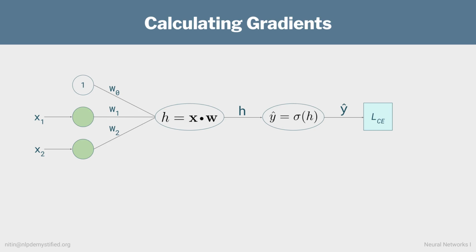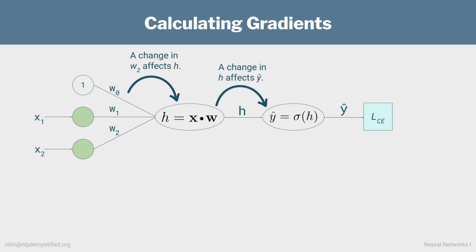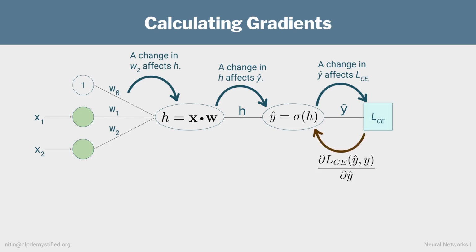What we did in the previous example with the single w value generalizes here. It's just a bit more involved. One useful way to think of the forward pass is as a chain of influence. So a change in w2 affects h, a change in h affects y hat, and a change in y hat affects the loss. In a similar fashion, rather than calculating a final derivative all at once, we can work backwards and use the chain rule to calculate how each immediate input affects the output at that point. We can look at how the loss function changes with respect to y hat, how y hat changes with respect to h, and how h changes with respect to w2.